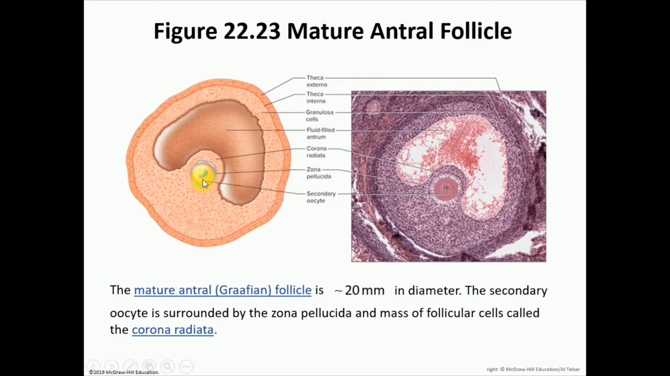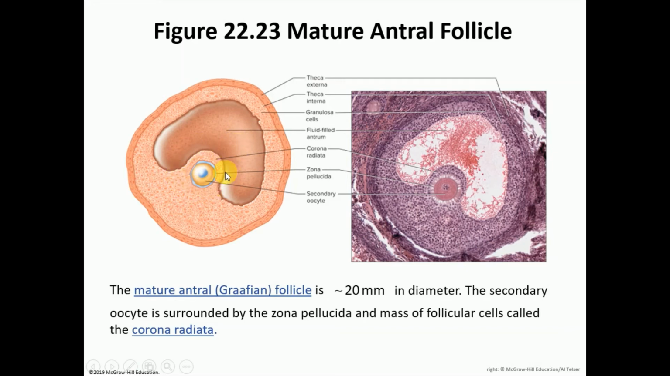So this right here is a secondary oocyte. This is what a mature Graafian follicle is. There's a secondary oocyte here. We have this very thick theca externa layer. And then we have all of these follicular cells surrounding it. And there's a little part here of an antrum that is full of fluid.